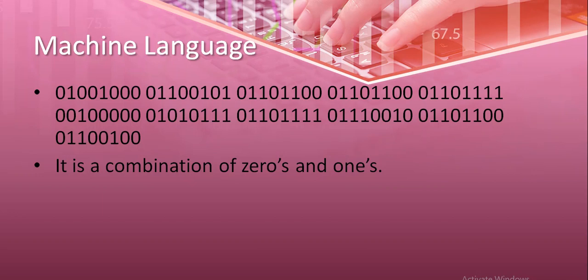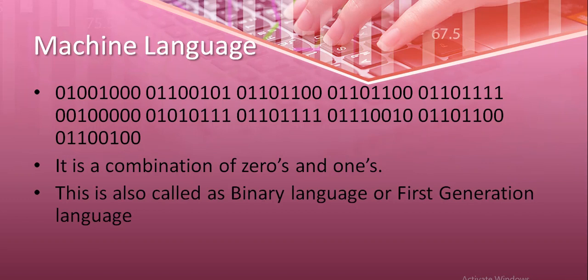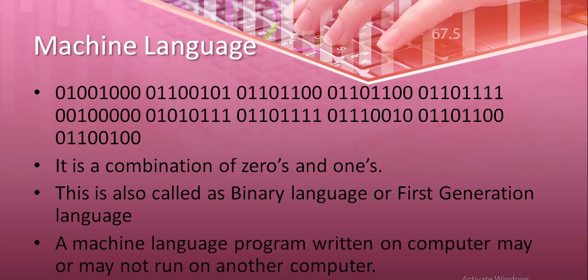So what is a machine language? It is a combination of zeros and ones. This machine language is also called binary language or first generation language. A machine language program written on one computer may or may not run on another computer, which means if you are writing some code in the computer lab, the exact code might run on your computer system at home or it might not run. So this is all machine dependent.